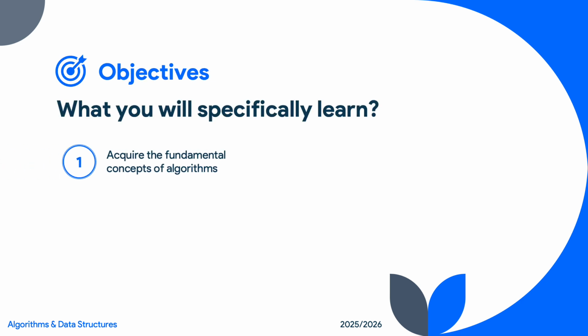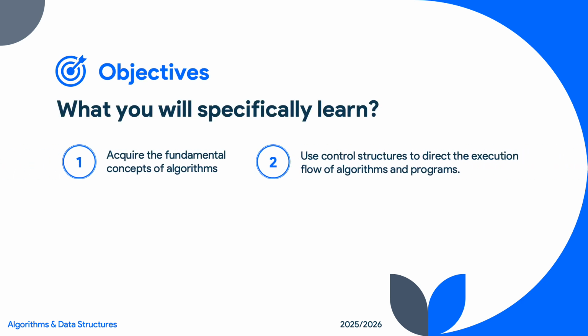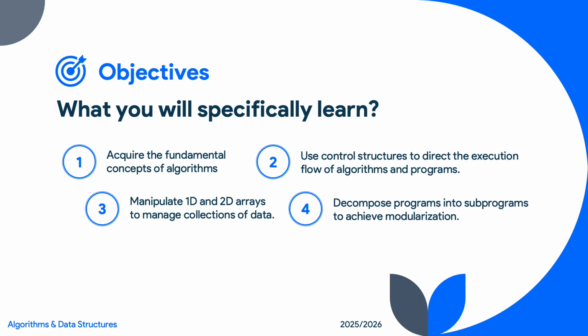First, acquire the fundamental concepts of algorithms. Use control structures to direct the execution flow of algorithms and programs. Manipulate one-dimensional and two-dimensional arrays to manage collections of data. Decompose programs into subprograms to achieve modularization. And finally, define and use structures to group heterogeneous data.